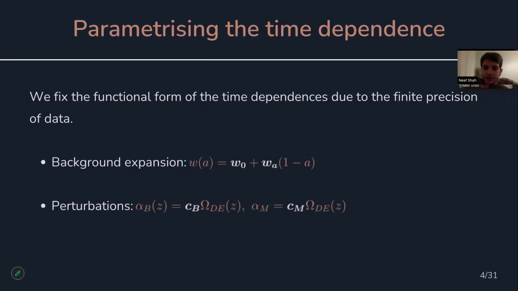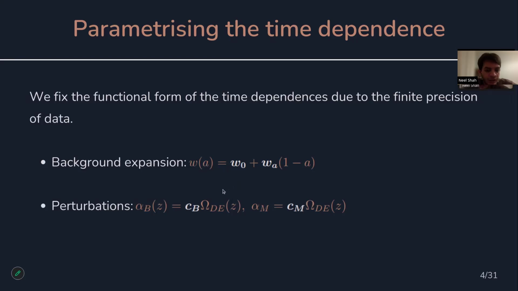Now, on the previous slide, all these functions were arbitrary functions of redshift. But in practice, we have a finite amount of data and we cannot constrain arbitrary functions. So people typically assume some simple parameterization for their redshift dependence with just a few free parameters, and then they constrain those parameters. In our case, the background expansion is described by the equation of state w, and for it, we assume the well-known w0, wa, or CPL parameterization.